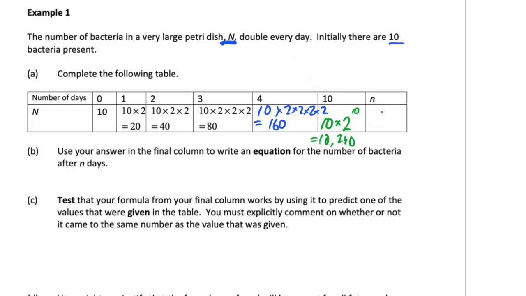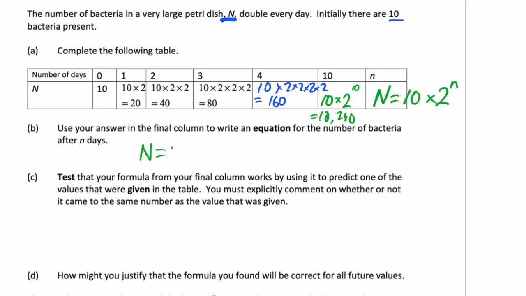Okay, so for n, this is the rule now. N equals, starting value is 10, and you're going to multiply by 2 n times. So it's going to be 10 times 2 to the power of n. So that's your equation or your rule.